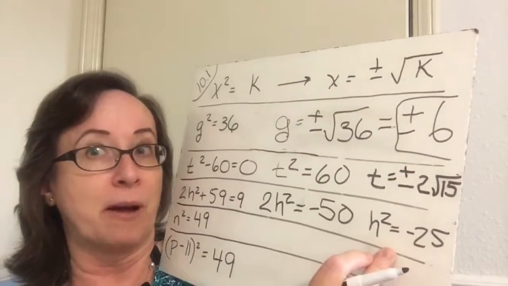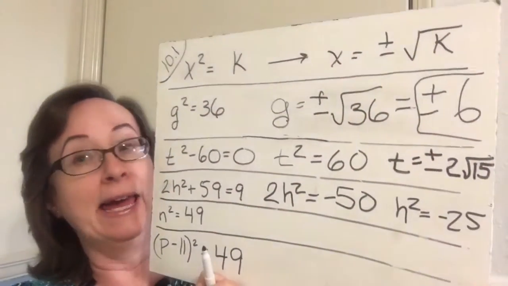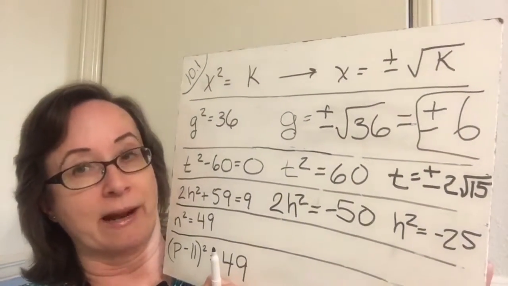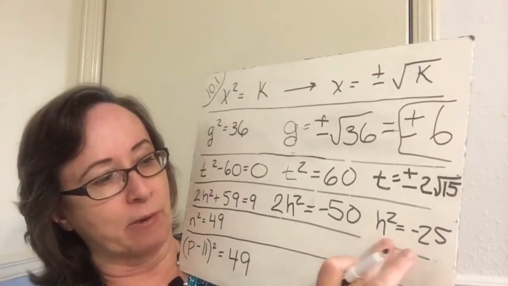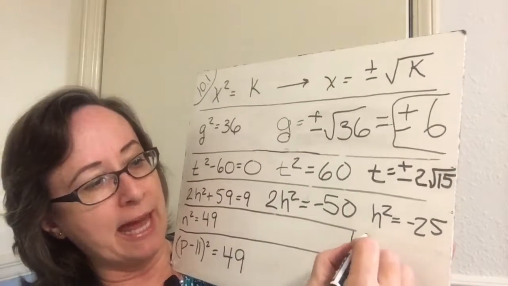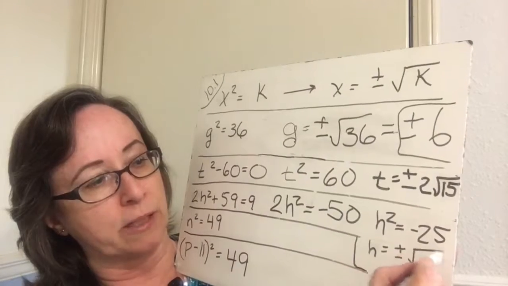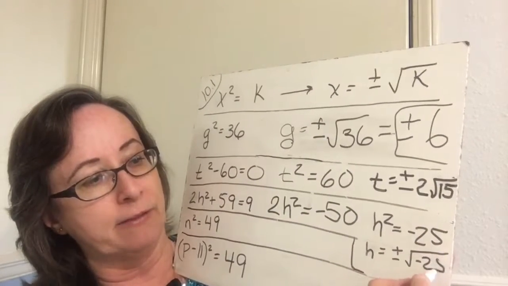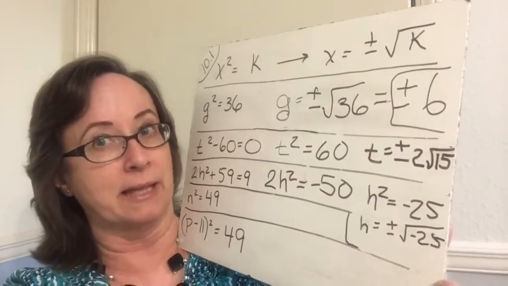And we know from the last section that we covered that that is going to be an imaginary solution or a complex number. But we're going to work it the same way. So I'm going to give myself a little bit more room here. And we're going to have h is plus or minus the square root of negative 25. So we're working it exactly the same way, even though it is complex.